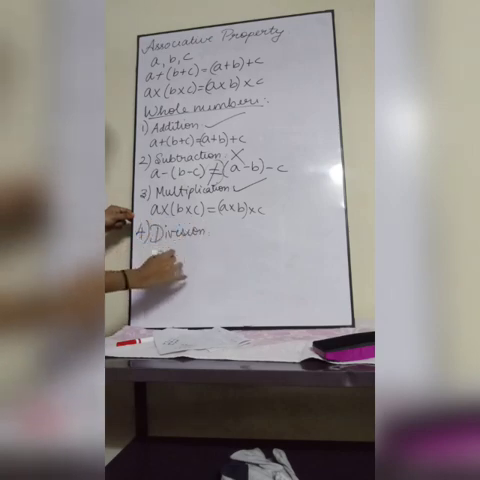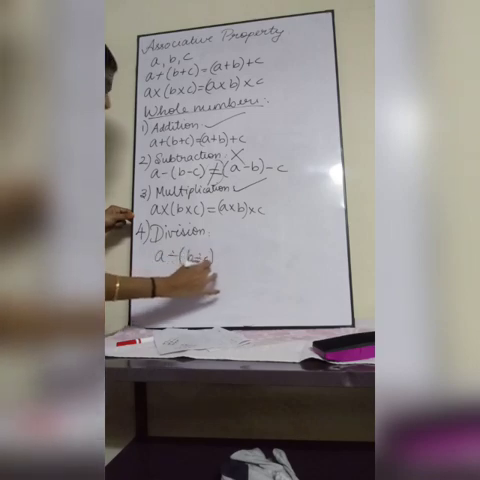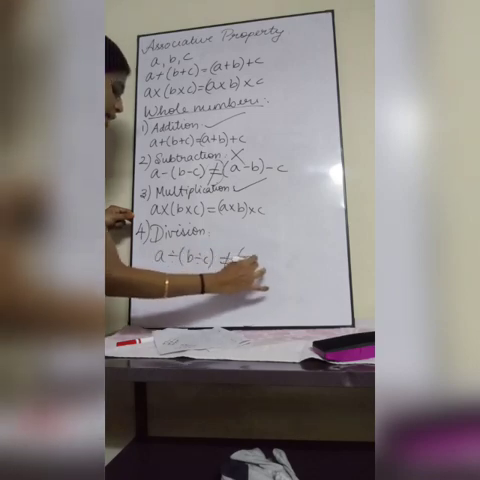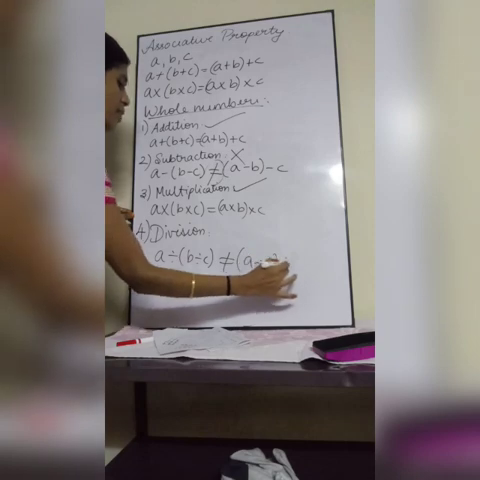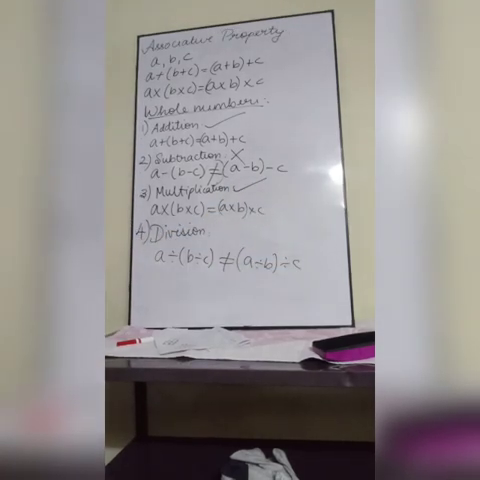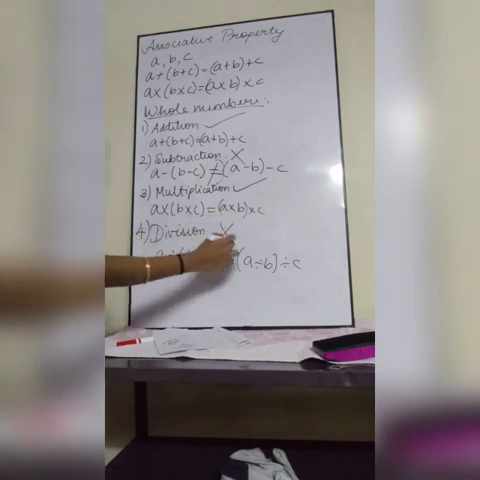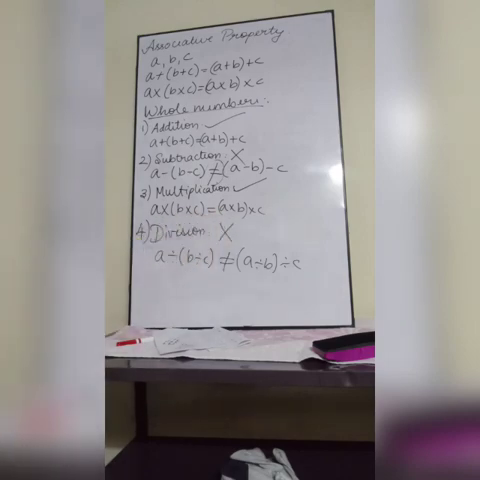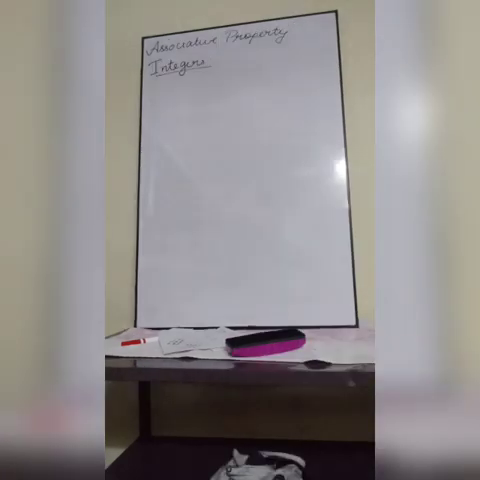So (a divided by b) divided by c is not equal to a divided by (b divided by c). Why? Because commutative is not satisfied for division. So associative is also not satisfied for division. So whole numbers are not associative under division. Understood these properties? Next is for integers.